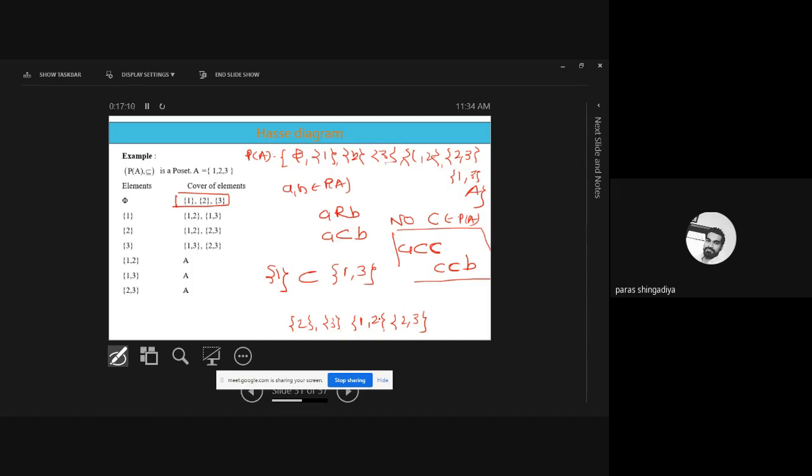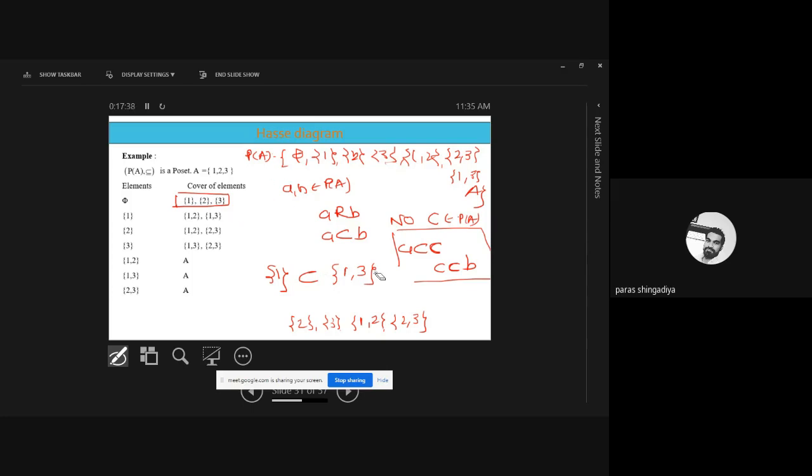And after that, {1,2}. So {1} subset of {1,2} is true, but {1,2} can't be a subset of {1,3}. Okay, {1,2} is not a subset of {1,3}. So therefore {1,2} is not a possible answer. And then after that {2,3}, so {1} subset of {2,3} is not true. So among these 4 sets, we cannot take any example as a C. Okay, any counterexample as a C. So what does it mean? {1,3} is also a cover element of {1}.